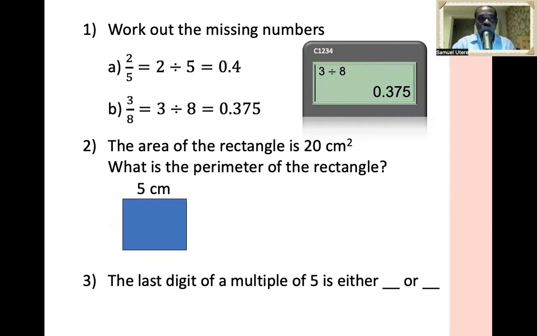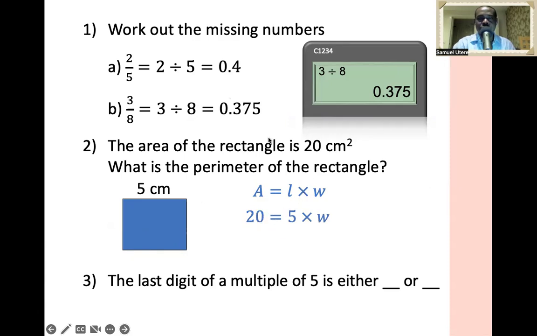For question 2, you were asked: the area of a rectangle is 20 centimeters squared. What is the perimeter of the rectangle? So we can use the facts that we know here. If you do not know what we're doing here, please go and watch our lesson on calculating area and perimeter of shapes. Here, we know that the area is length times width. We know the length, but we don't know what the width is.